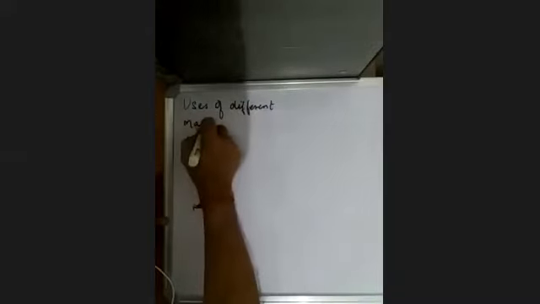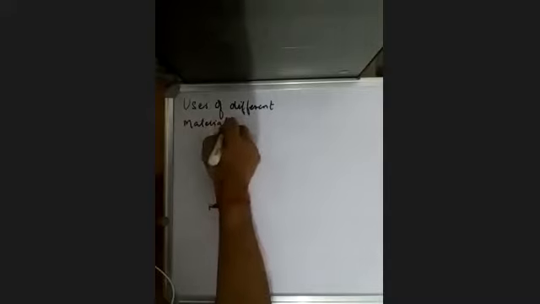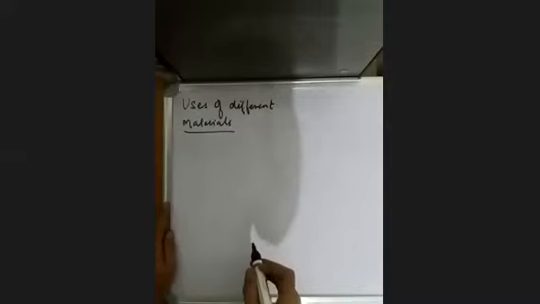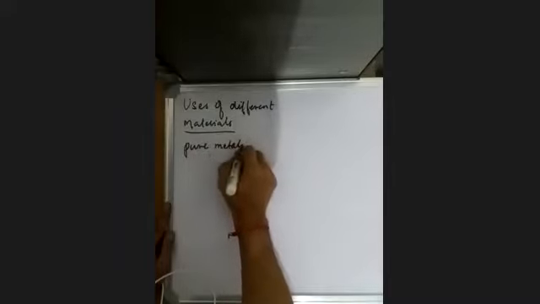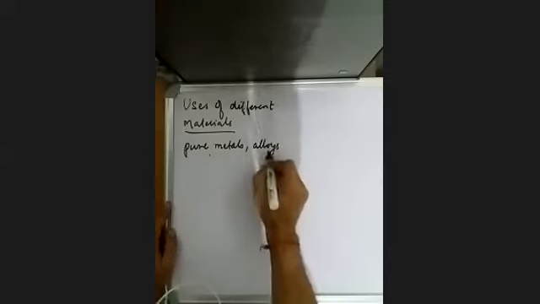Uses of different materials. Different types of materials are used in different applications. For example, we can use pure metals like copper, aluminium, and so on, and also we can use alloys as conductors.